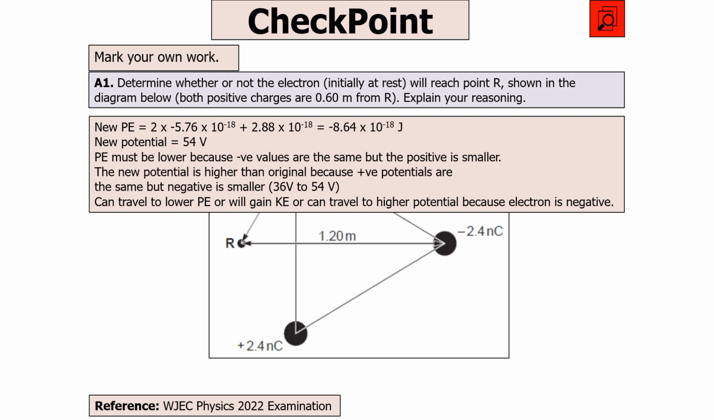Now the potential energy has to be lower because the negative values are the same, but the positive is a smaller value. So therefore the new potential is higher than the original, because the positive potentials are the same, but that negative potential has got smaller. It's gone from 36 volts to 54. So it can either travel to a lower potential energy, or it'll gain kinetic energy, or it'll travel to a higher potential because that electron is negative.